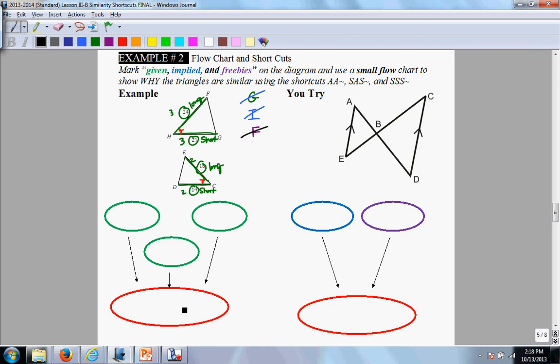Now we're going to document why these triangles are similar using one of these 3 shortcuts: side-angle-side, angle-angle, or side-side-side similarity. So let's look at what we have in this first one. First off, I have a pair of sides, 14 to 21, which equals a 2 to 3 ratio. And where do I get that information? It's given, so I'm just going to write because it's given. That gave me a pair of side ratios equal, so I put an S for side ratios equal.